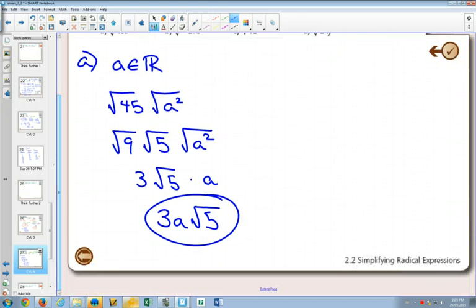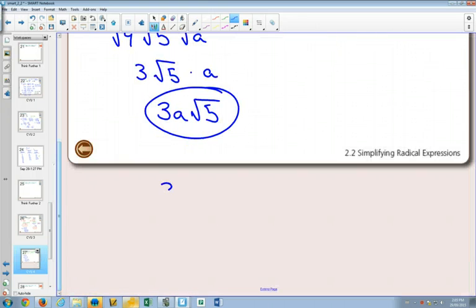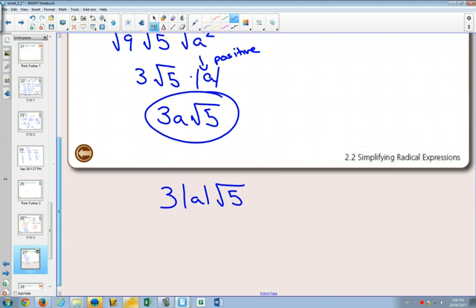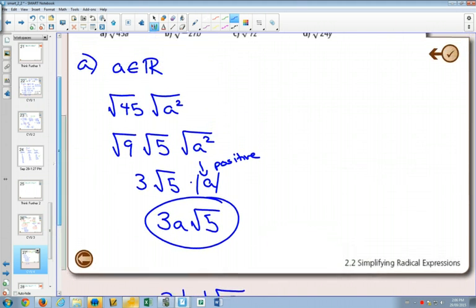However, if we wanted to be even more technical, when you take the square root of a squared, this has to be positive. And the way that we can make it positive no matter what is putting absolute value bars around it. So our most perfect answer would be 3 absolute value of a, to show that it's positive, times the square root of 5. Whew. It's getting to all the complicated little details already, eh? So that's part A.